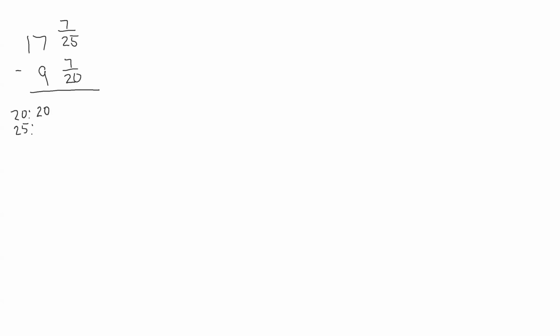So I get 20, 40, 60, 80, 100. I feel good about 100. So 25, 50, 75, 100. Bingo, we've got our LCD. Okay. So I want to rewrite both of these fractions so that the denominator is 100.